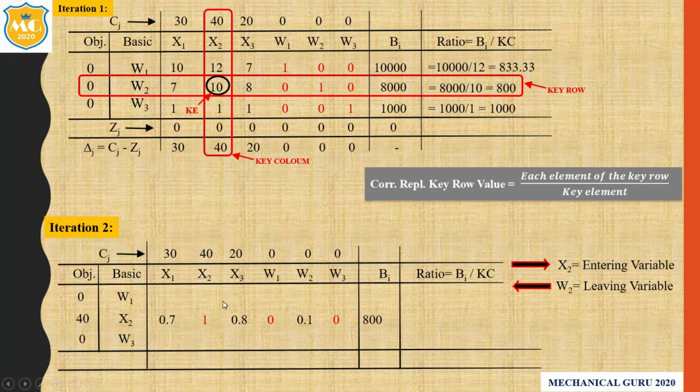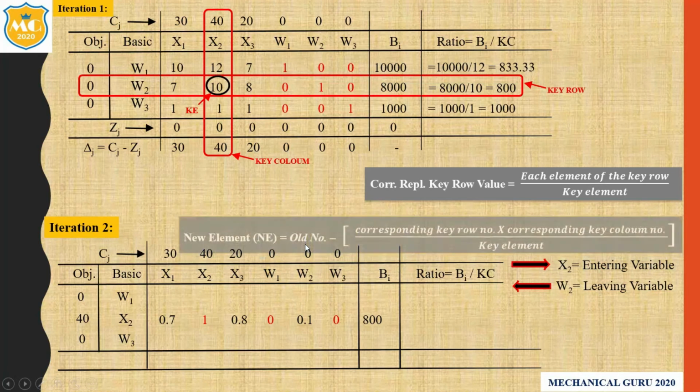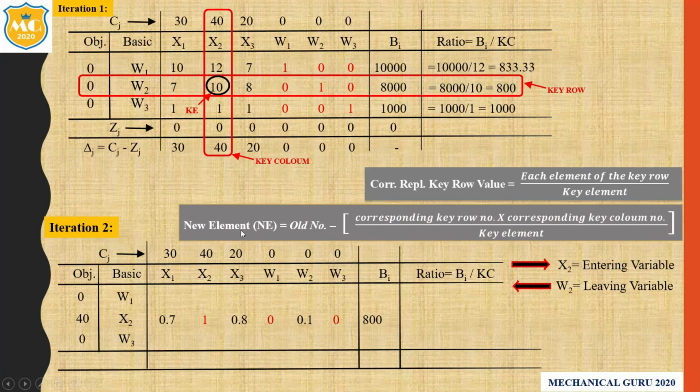For the remaining values we have to choose this equation: new element is equal to old number minus corresponding key row number into corresponding key column number divided by key element. For all the values we use this equation. Now we have to find the delta j values. If all the delta j values are 0 or negative, then our solution is optimal. If any value is positive, then we have to go for the next iteration. So first we have to find this value.